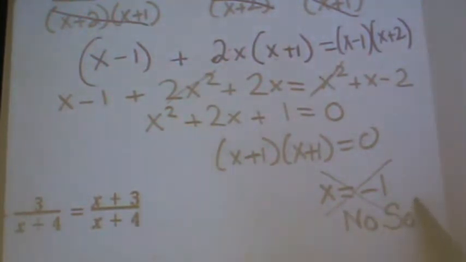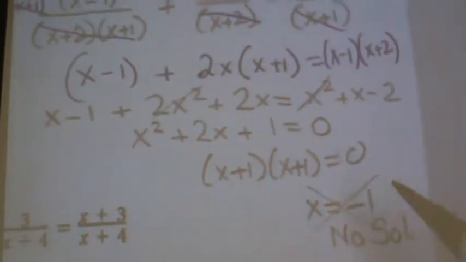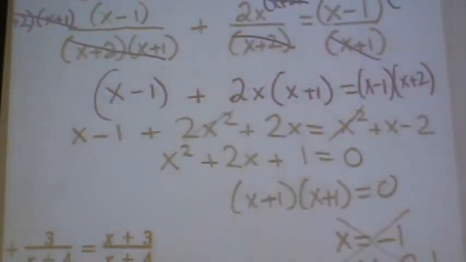What's my answer? Oh. Why? Tell me why I don't want that. It's not a good answer, because one of your restricted domains is -1. You can't have -1 in this fraction, right here or here. So we have to throw that answer out. It was garbage. It was extraneous.